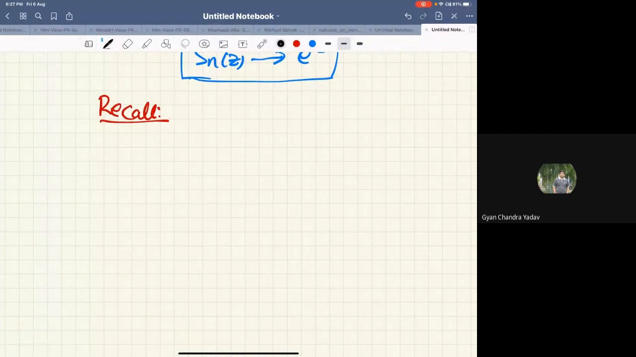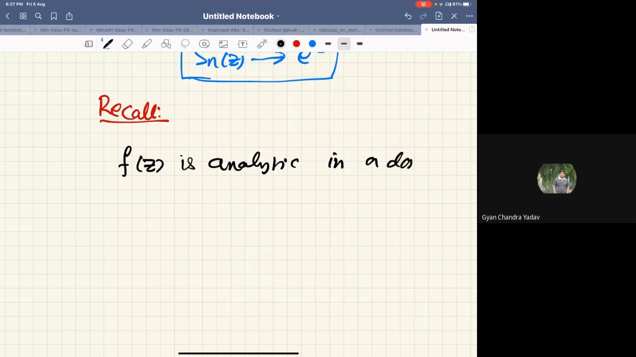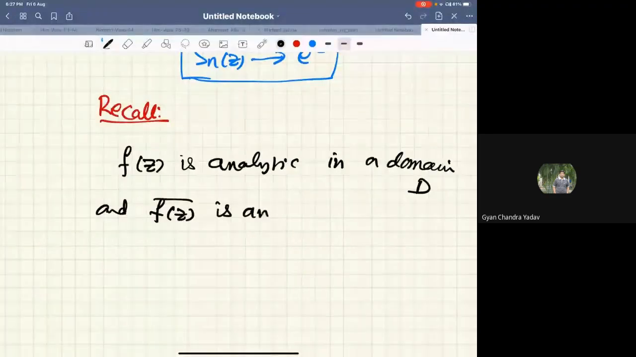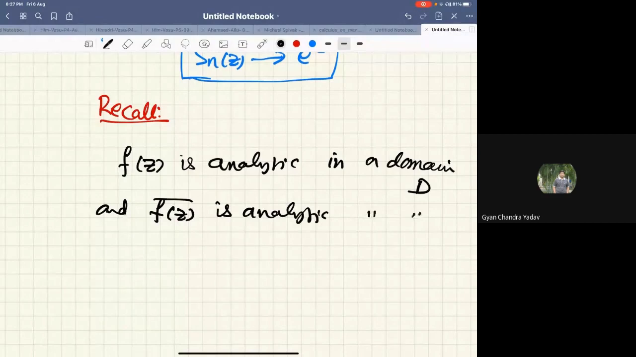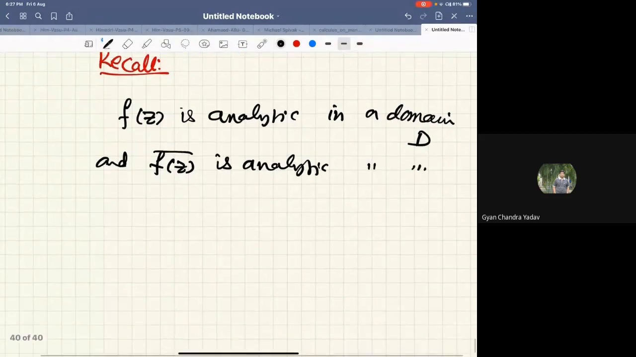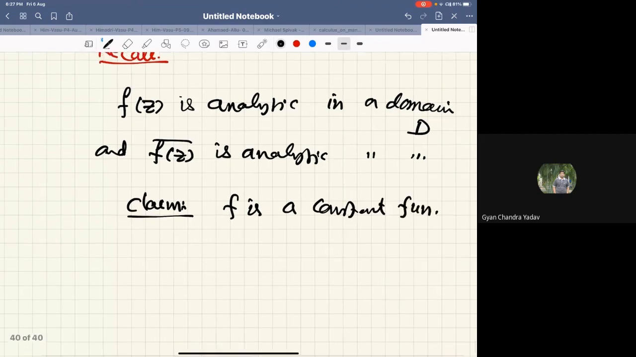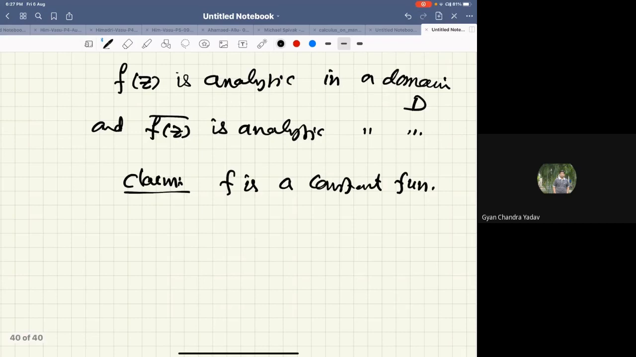So f of z is analytic in a domain D, and the conjugate of f of z bar is analytic in the same domain D. Now our claim is f is a constant function. Yes, this part is okay, sir. Now f of z bar, then whole bar. Okay, very good.